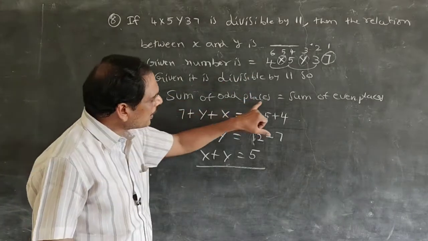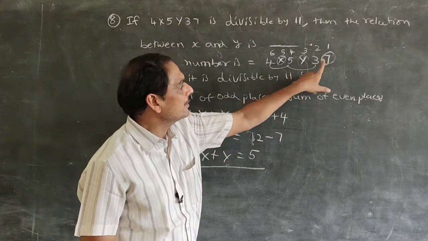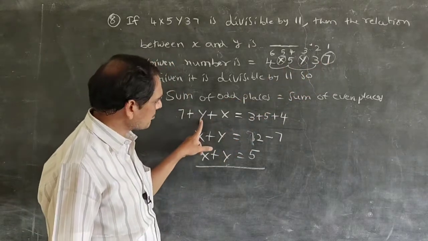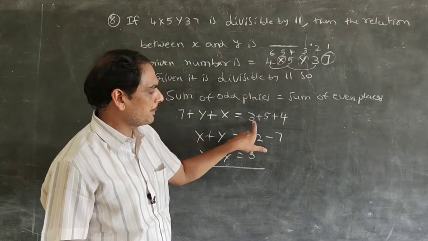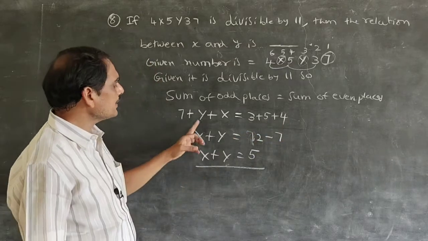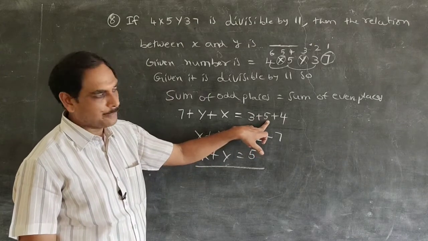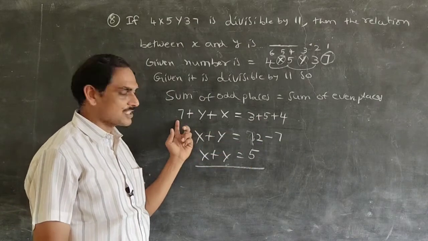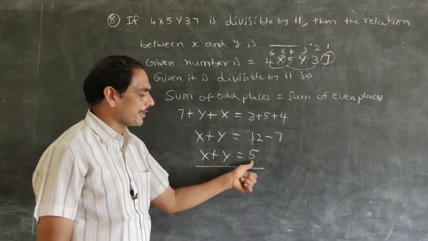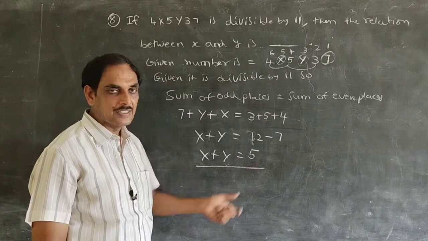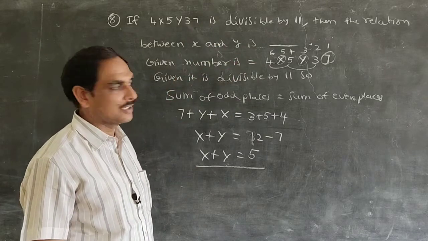So already given it is divisible by 11, so the sum of odd places equals the sum of even places. The sum of odd places is 7 plus y plus x, equal to even places 3 plus 5 plus 4. Now here x plus y equals the sum of these three: 3 plus 5 is 8, plus 4 is 12. Transposing plus 7 from LHS to RHS, we write it as minus 7. 12 minus 7 is 5. So x plus y equals 5. This is the relation between x and y when the given number is divisible by 11.